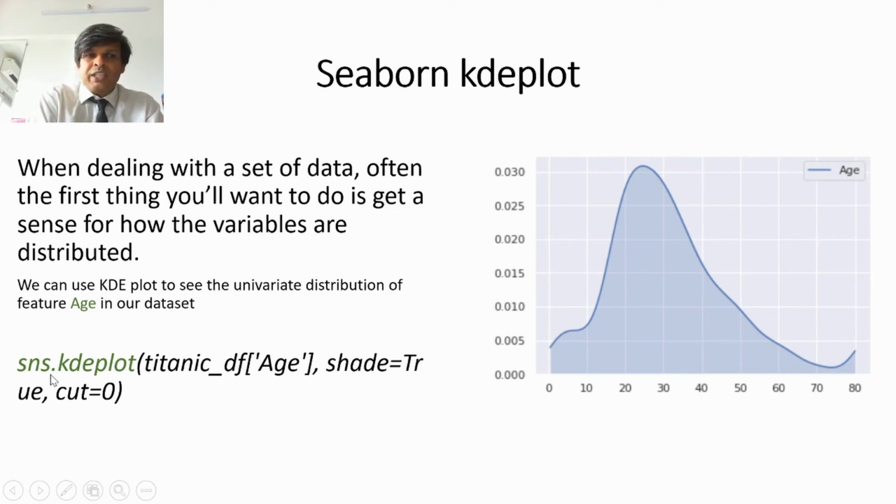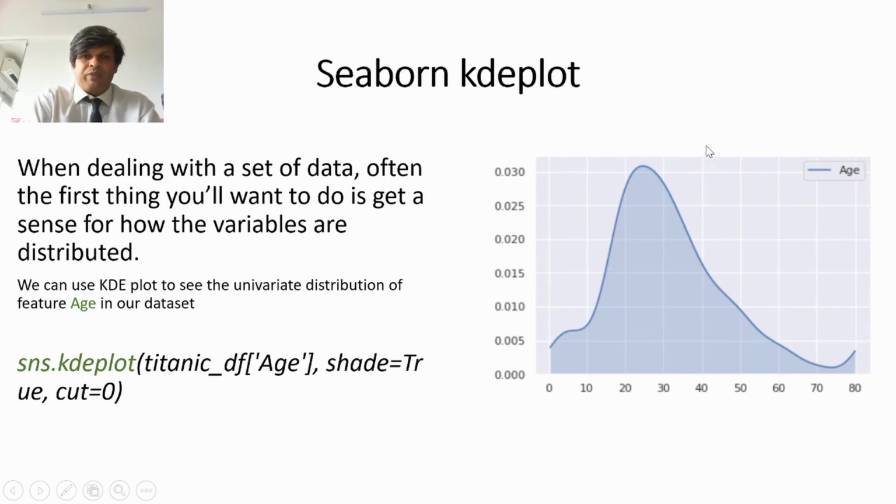So we can use the Seaborn KDE plot function, and we pass the parameter from the data set to use, the age column, and shade is equal to true, cut is equal to 0, and this is how the graph pops up. So this shows the distribution of age. What we can derive out of this is most of the passengers are aged between this range, where you can see the peak. This is the kind of conclusion you can draw about the distribution of your data using KDE plot.